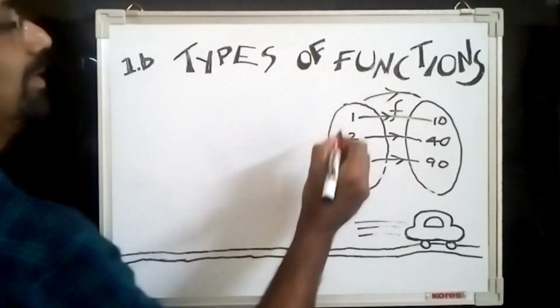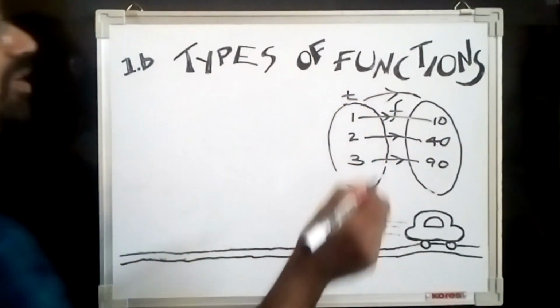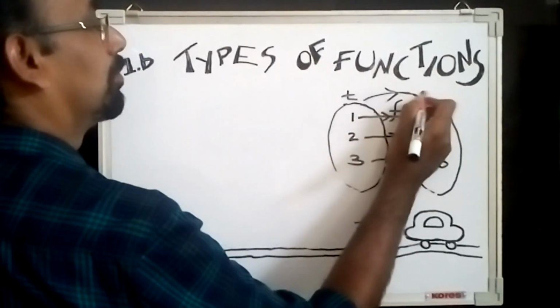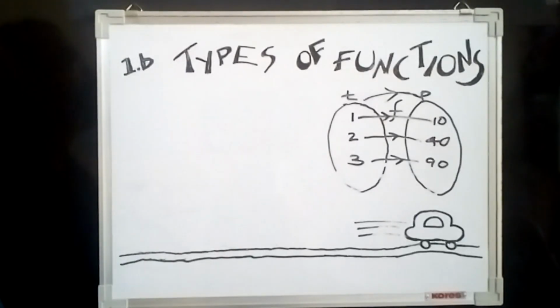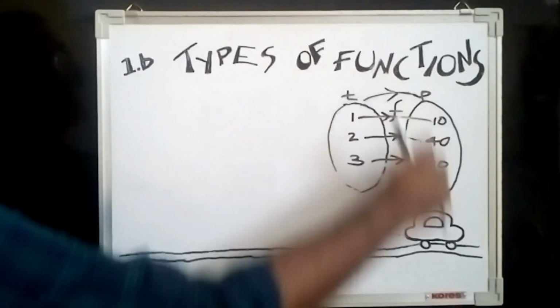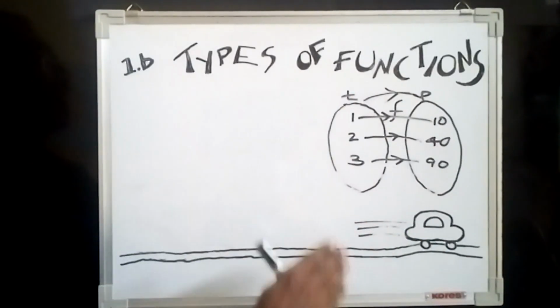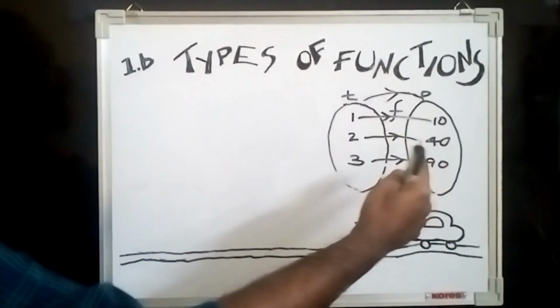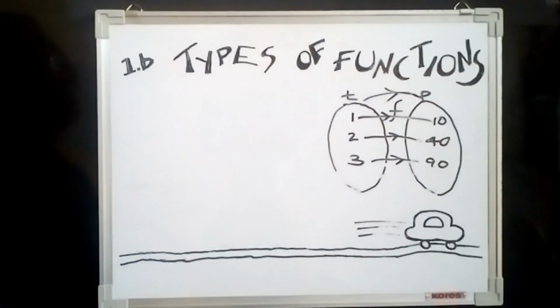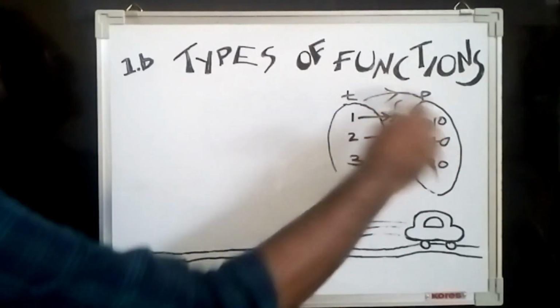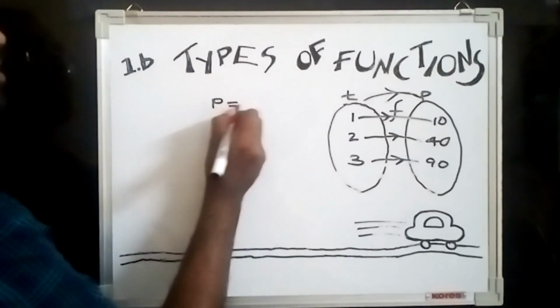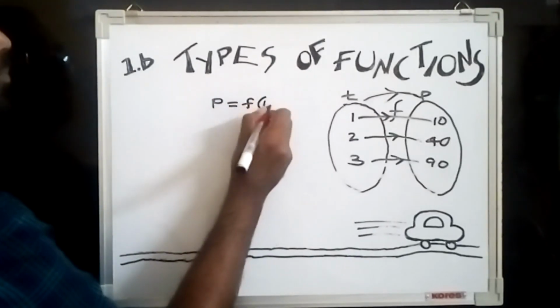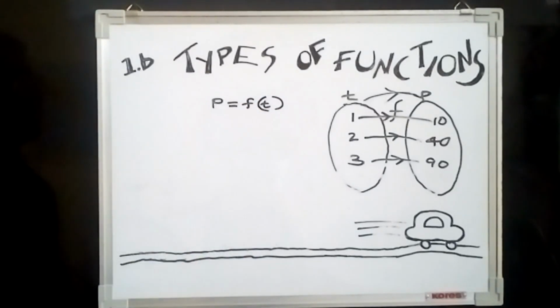Thus, we are connecting two quantities, time with position. Note that at each time the car takes a unique position, or we can say position is a function of time. We write position P equals a function of time, f of t.